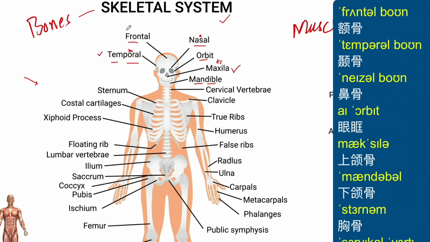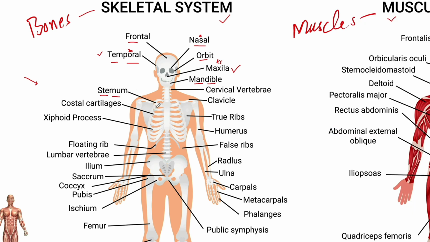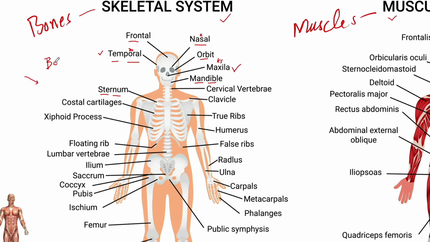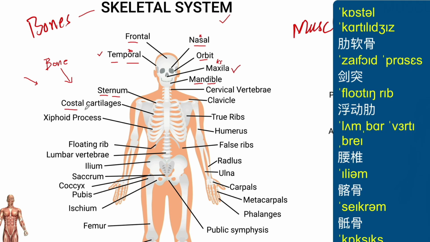So first one is frontal, alright? Frontal bone. And this is temporal bone. And this is a sternum. So everything here is bones, okay? B-O-N-E, bone. These all are bones, alright? And this is costal cartilages. Can you see here? We have the costal bone and also we have the costal cartilages.